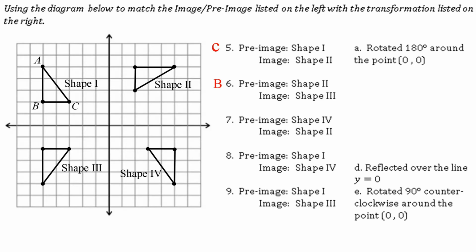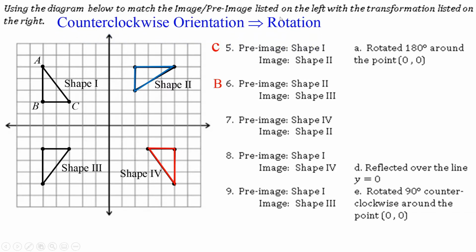So the pre-image is shape 4, and the image is shape 2. Okay, let's think about our orientation again. Picture your A, B, C, A, B, C. We're going counterclockwise. A, B, C, counterclockwise again. So we have counterclockwise rotation in both the image and the pre-image. That means we have another rotation.